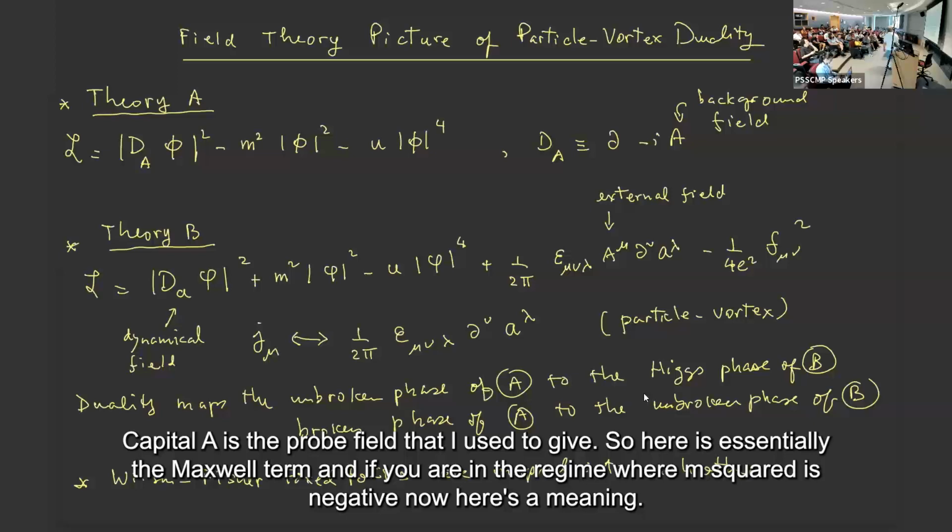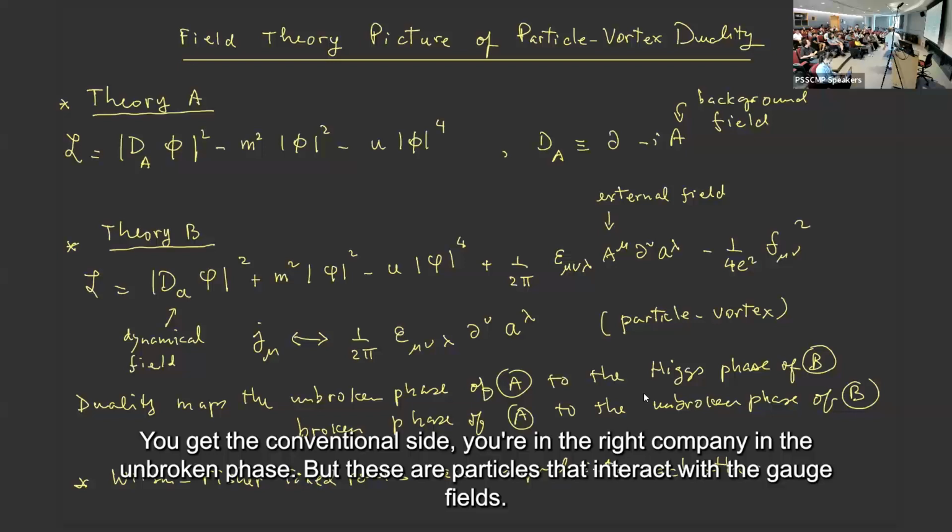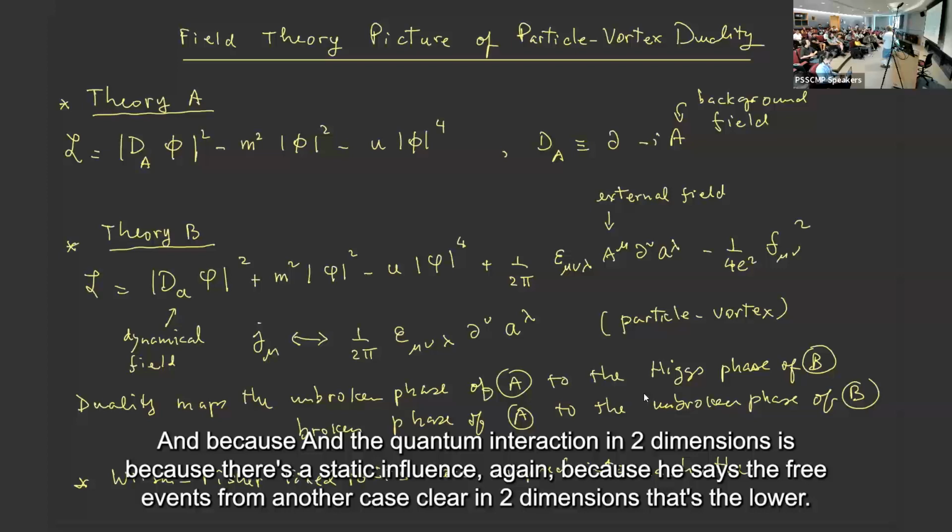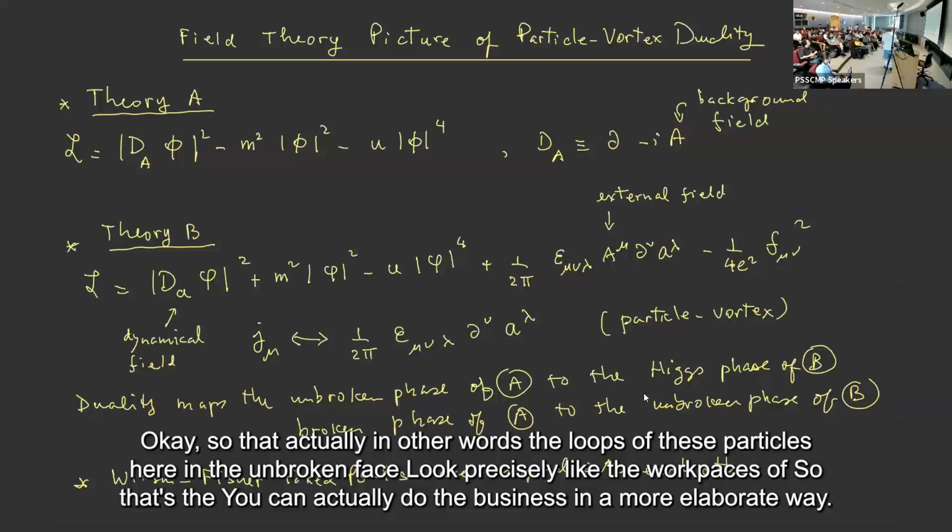And if you are in the regime where mu squared is negative now here, meaning you get the conventional sign, you're in the high temperature, unbroken phase, then these are particles that interact with the gauge field. And they have a Coulomb interaction. And the Coulomb interaction in two dimensions is logarithmic. Okay, that's a static force, because it's just the Fourier transform of 1 over k squared in two dimensions, that's a log. So in other words, the loops of these particles in the unbroken phase look precisely like the vortices of theory A. So that's the intuition. You can actually do this in a more elaborate way.